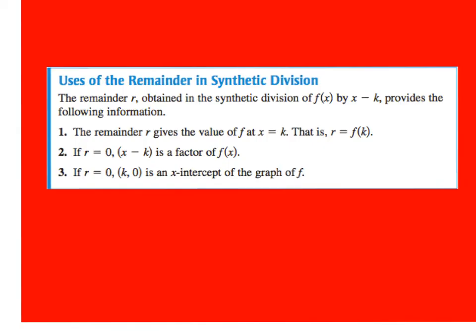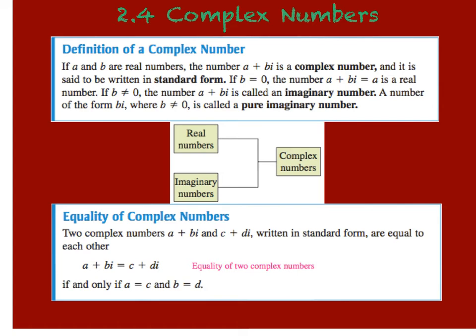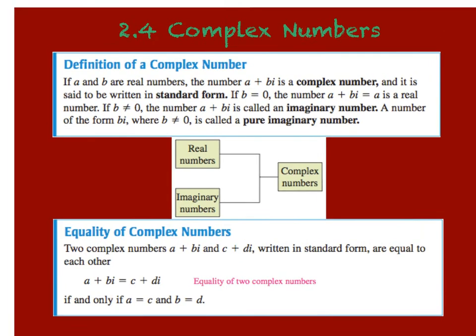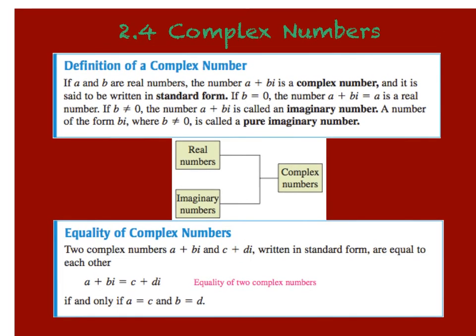Let's keep moving. So, as a quick reminder, in synthetic division, the remainder is equal to the value of f at k. If your remainder is 0, then what do you know? It's a factor. All right. Which basically finds an x-intercept of it. All right. Now we're on to 2.4. And we're going to be talking about complex numbers.